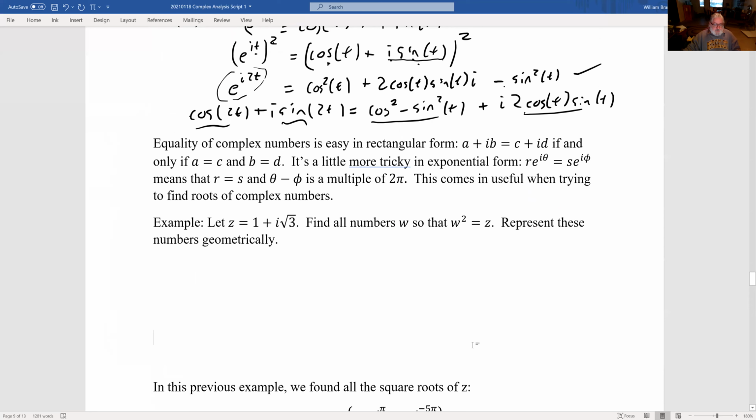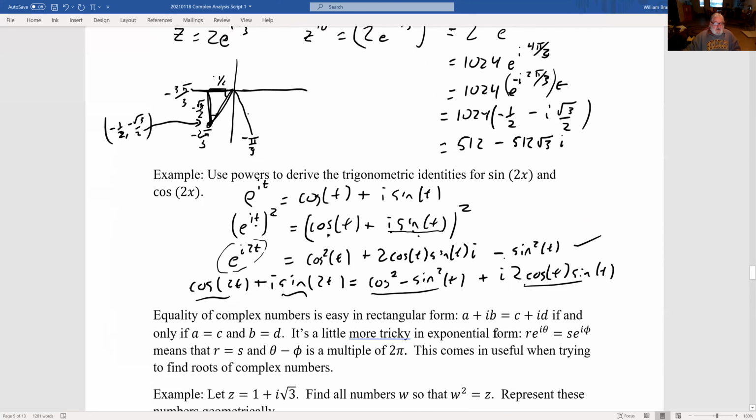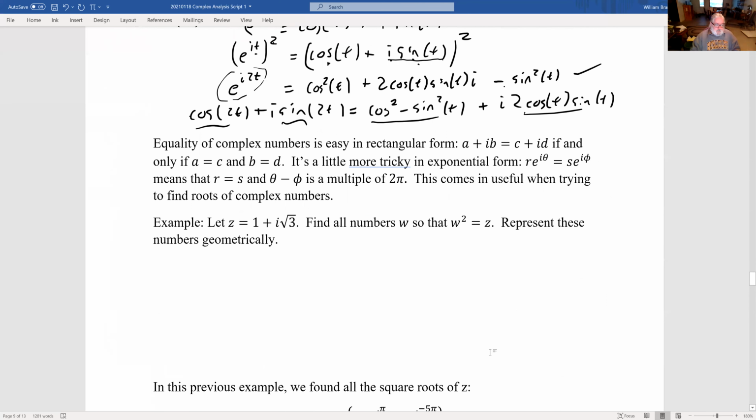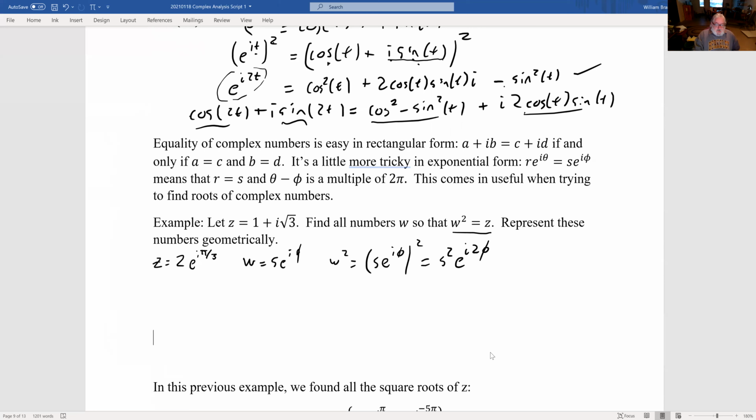So we found that z equals 1 plus i root 3, and that's 2e to the i pi over 3. So z is 2e to the i pi over 3. Find all square roots, basically, of z. So if we take w equals s e to the i phi, then w squared will be s e to the i phi quantity squared, which is s squared e to the i 2 phi. So if we want this to be equal to 2e to the i pi over 3, what does that mean? s squared has to equal 2.